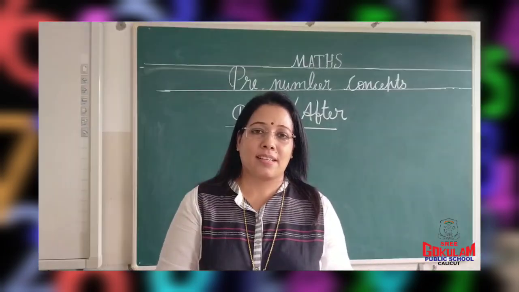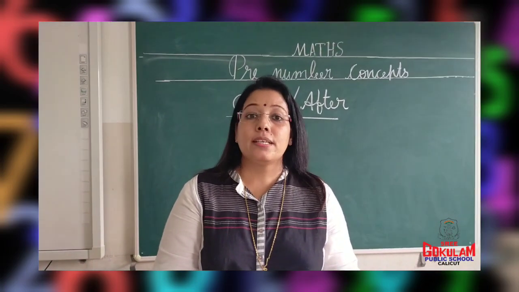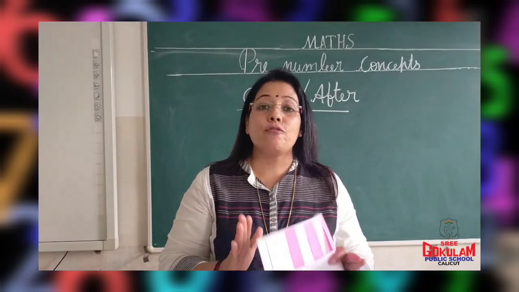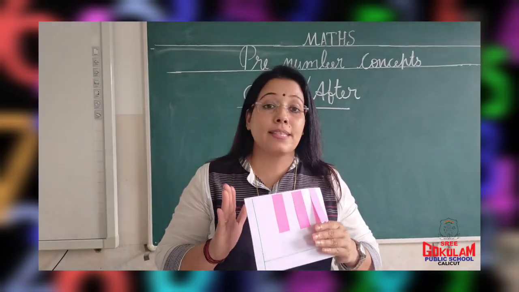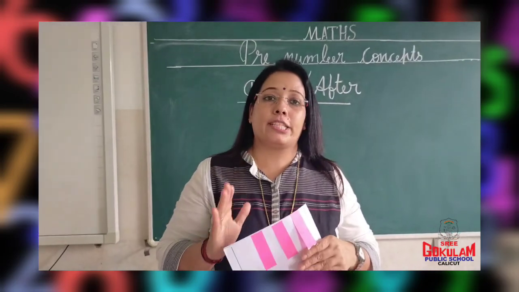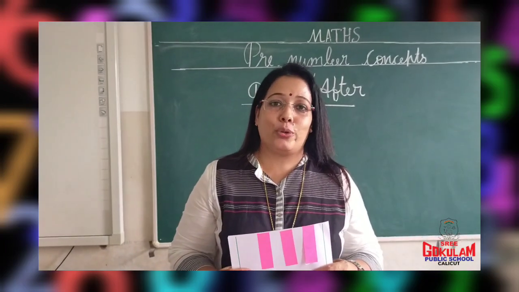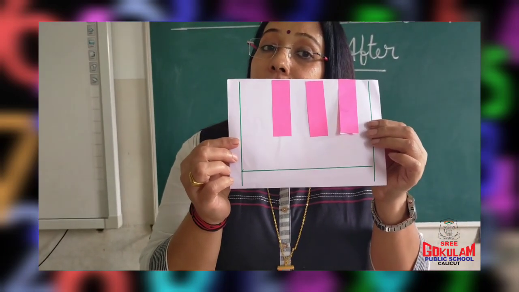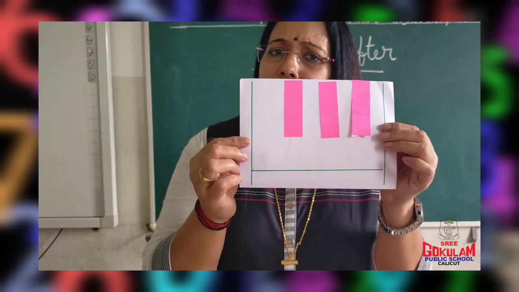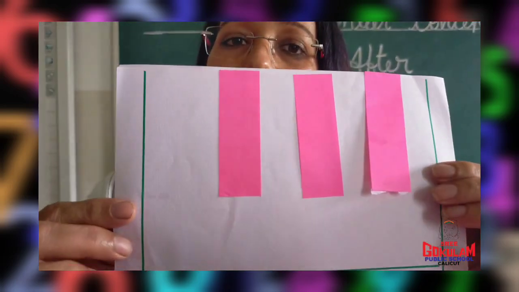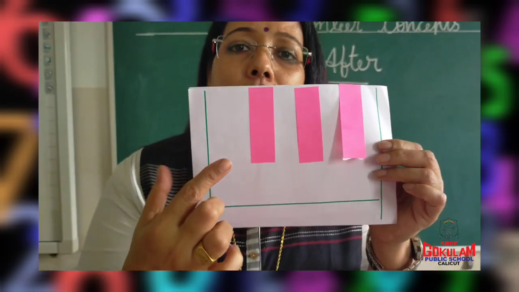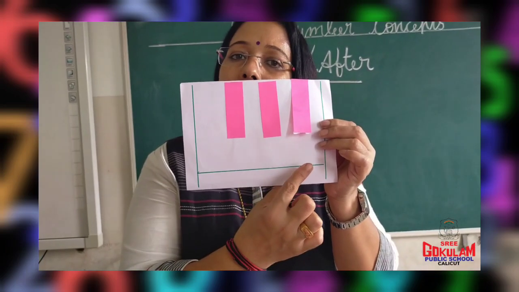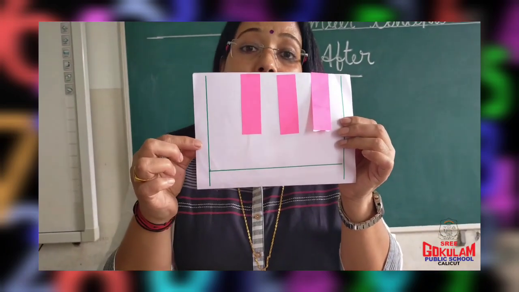Okay. Yes. Our next concept is same and different. What do you mean by same? Things of similar nature. I'll show you this example. Yes. Can you see these colors? Do you like colors? Yes. Which color is this? Of course, it is pink color. Can you see? Yes. The first one is pink. The second one also pink. And the third one also pink. So, it is same color.